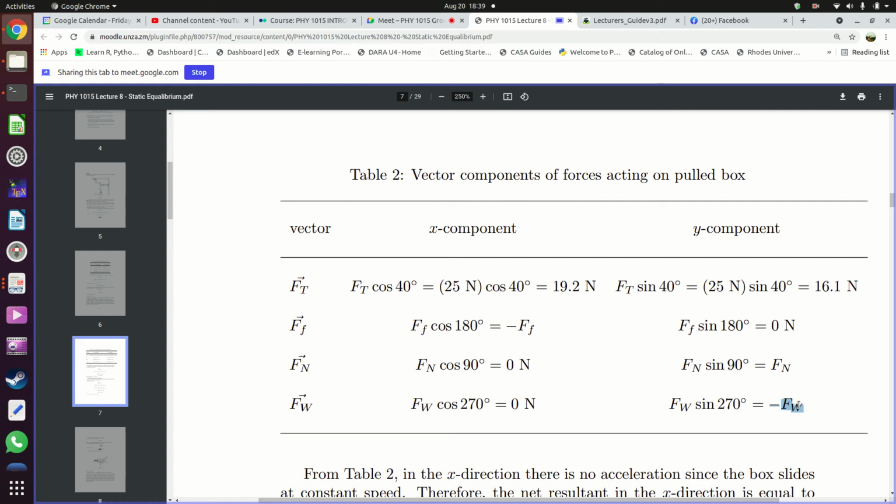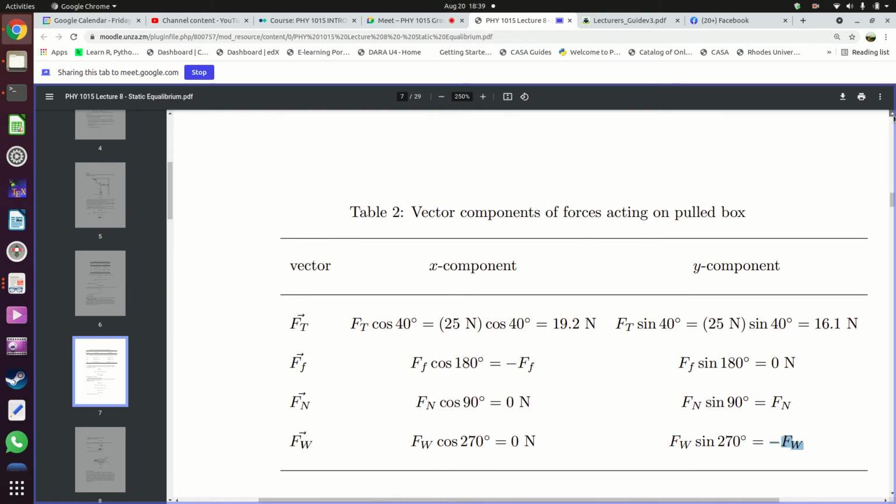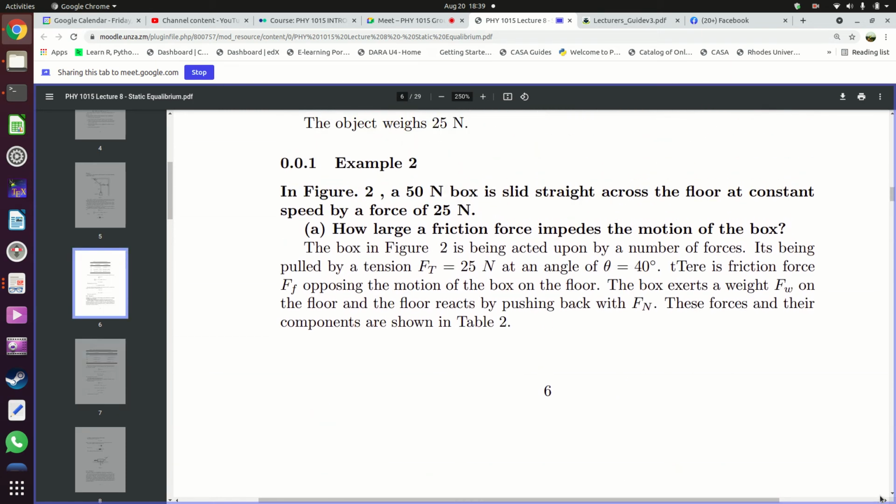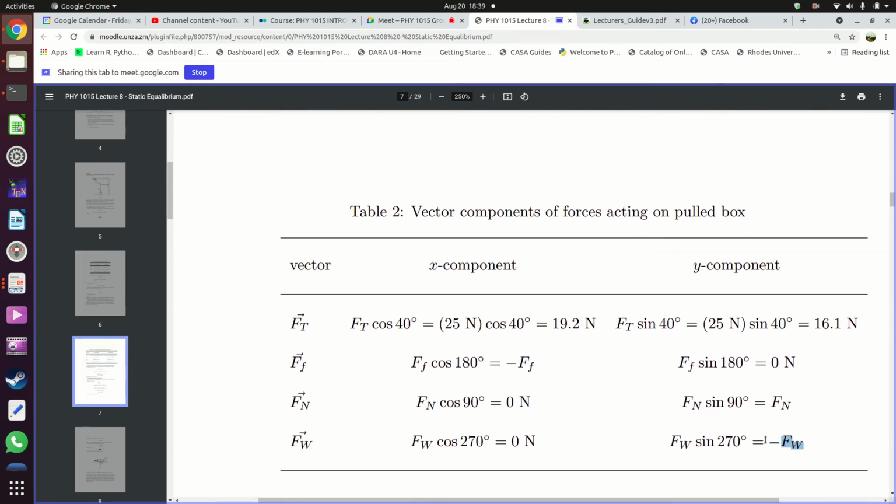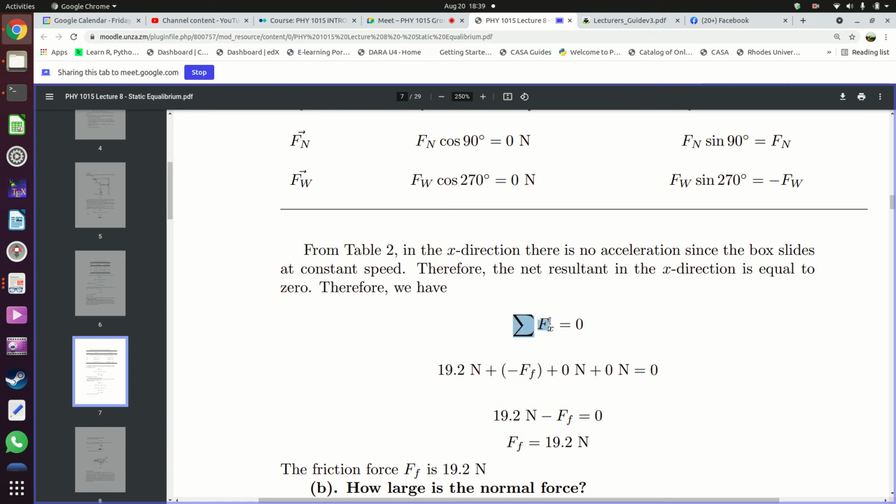Yes, sir. So once you have your components in a table like this, you simply add them. You add your x components, and you make sure that they add up to 0. In our case, the x components are 19.2 newtons plus minus the friction force plus 0 plus 0, and this should add up to 0. So the sum of the forces along the x direction: 19.2 newtons minus the friction force equals 0. Then you get this to the other side, and you end up with the friction force being equal to 19.2 newtons.